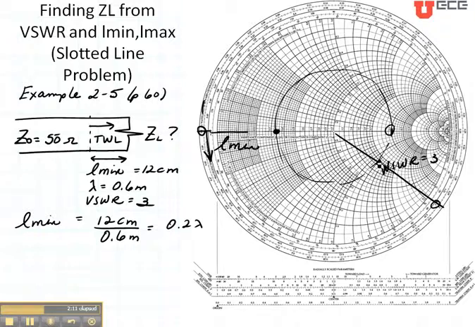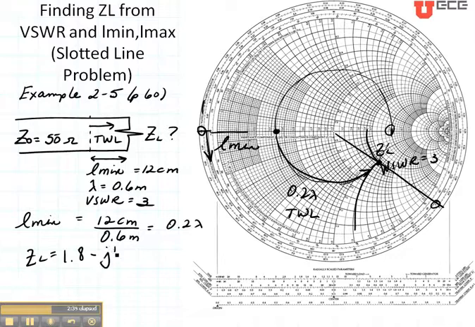It's right here. That is my load value, ZL. I went 0.2 wavelengths towards the load from the location of the voltage minimum to the location of ZL. Let's read its value. It looks like its real part is about 1.8 and its imaginary part is about 1.2. In order to get this to ohms, I'm going to multiply that by Z0, which is 50 ohms.